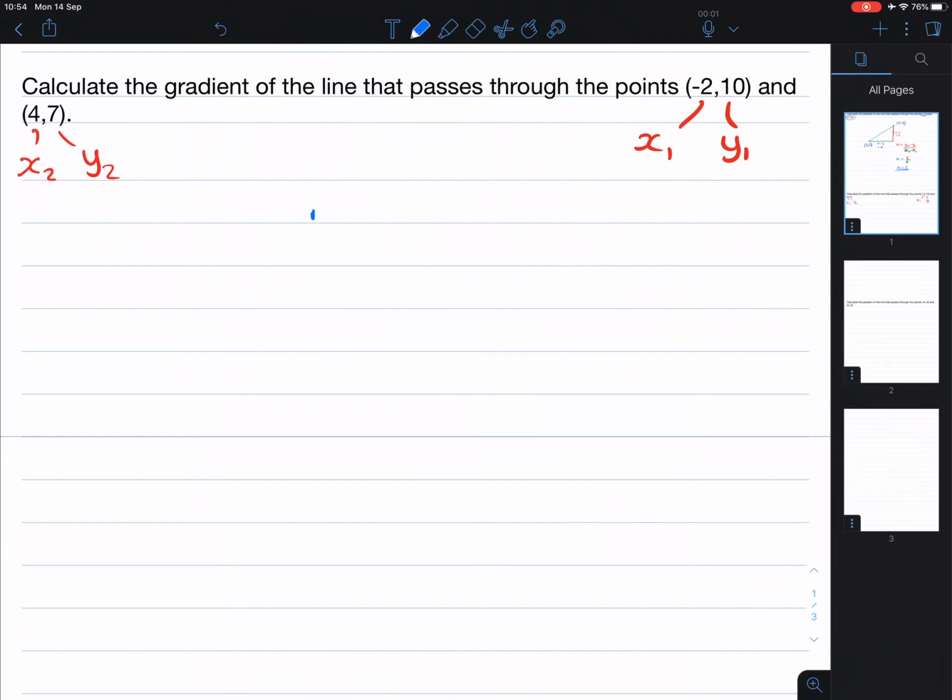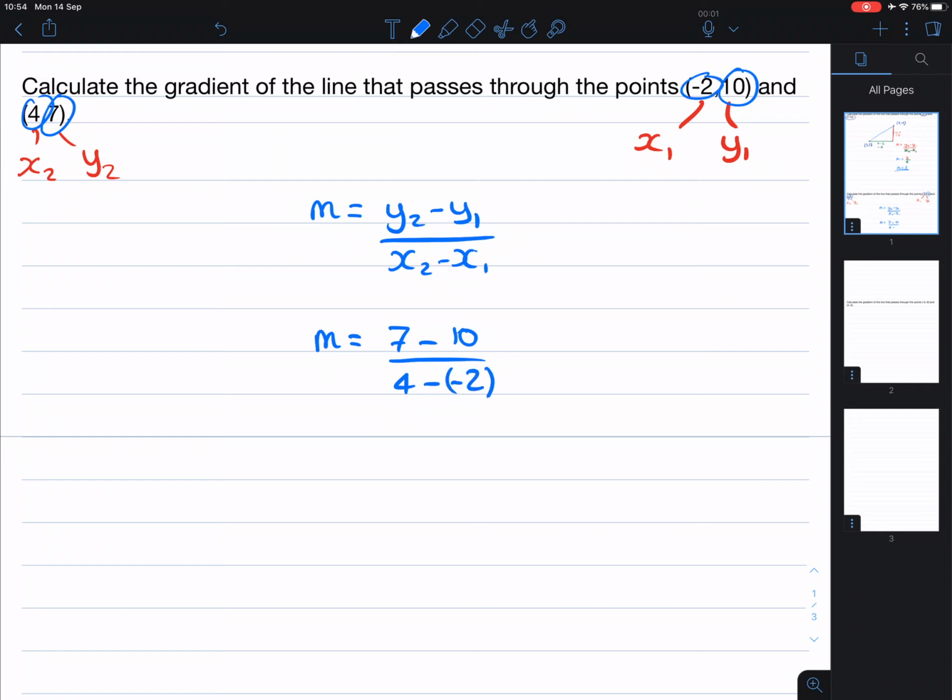So our gradient, again, the difference between the y's, y2 minus y1, divided by x2 minus x1. And then it's a case of substituting in, and be careful with any negative numbers you might have. So y2 is 7 minus y1, which is 10, all over x2, which is 4, subtract x1, which is minus 2. So be careful with this: 4 subtract minus 2. From there, we end up with minus 3 on the top, 6 on the bottom, and that's going to simplify to negative a half, or if you prefer to write it as a decimal, negative 0.5.